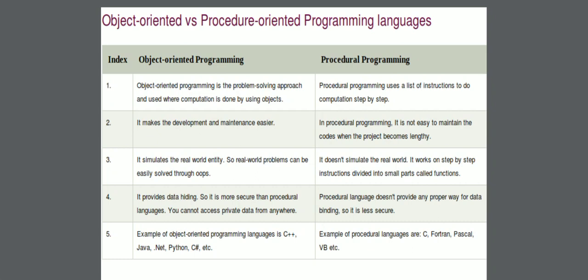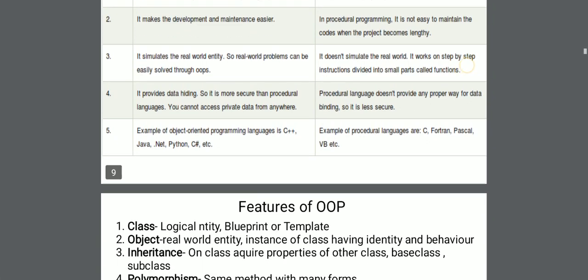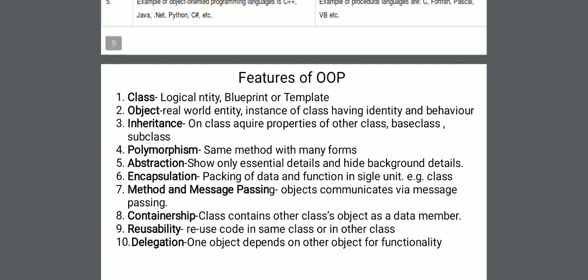So which are the examples of object oriented programming languages? C++, Java, .NET, Python and C Sharp. And procedural languages are C, Fortran, Pascal, VB, etc. The next slide is features of OOP. So which are the features? Class, object, inheritance, polymorphism, abstraction, encapsulation, method and message passing, containership, reusability and delegation. Let us see one by one.